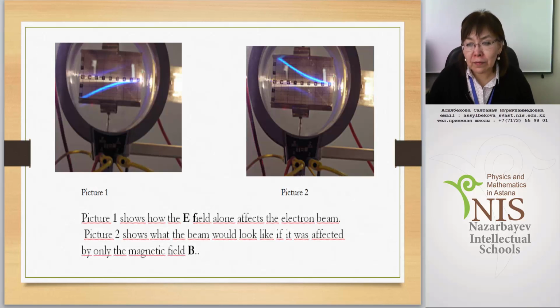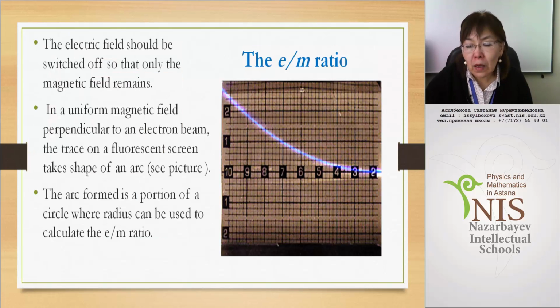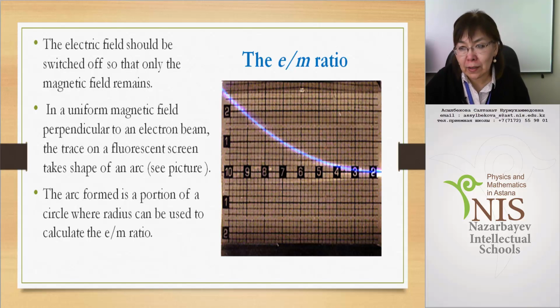the ratio of charge. Experiments show that if you have only an electric field, the charge is deflected, for example, as it is on the screen, downwards. But if you switch off the electric field and switch on only the magnetic field, the beam starts to deflect in the opposite direction. So if you can totally switch off the electric field and use only the magnetic field, we can easily calculate the radius of deflection.